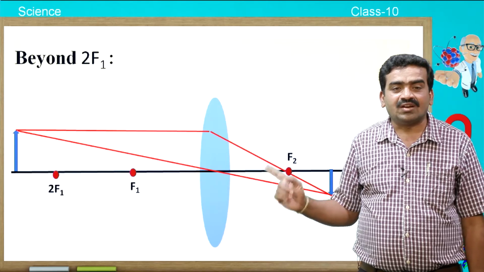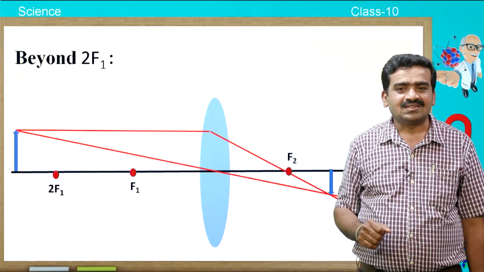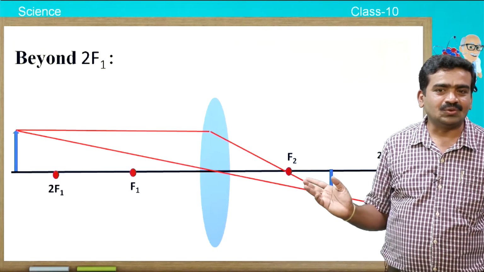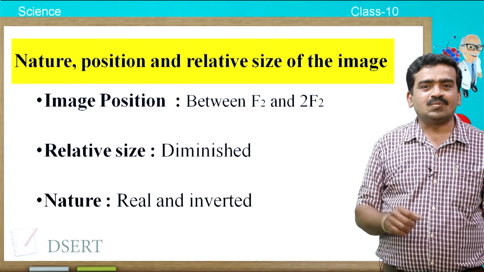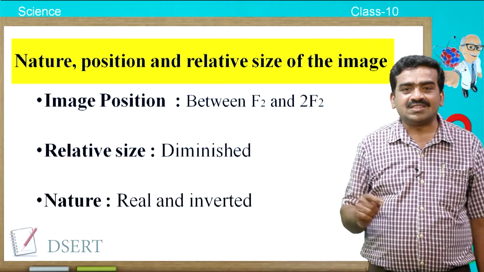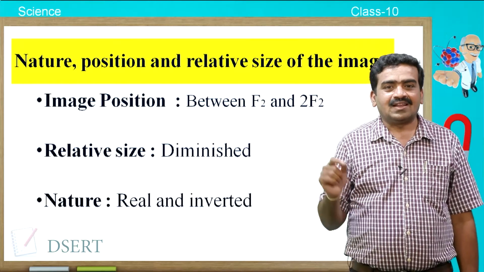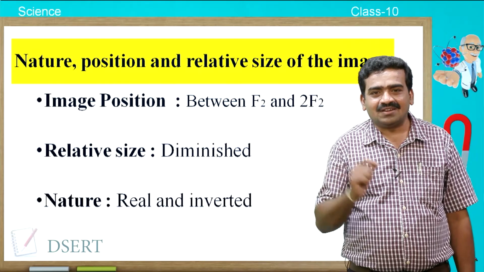See here, just to compare the height of the object and the height of the image. The image nature is inverted and it is a little bit smaller in size, that is diminished when compared to the height of the object, and the position, as known to you, is between F2 and 2F2. The nature, position and relative size of the image we can list like this. The image position is between F2 and 2F2, the relative size is diminished and the nature of the image is real and inverted.